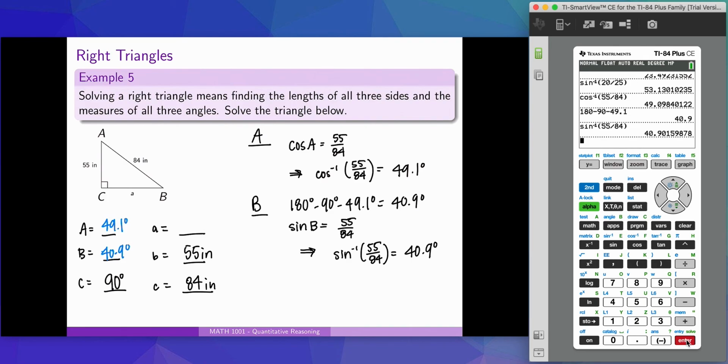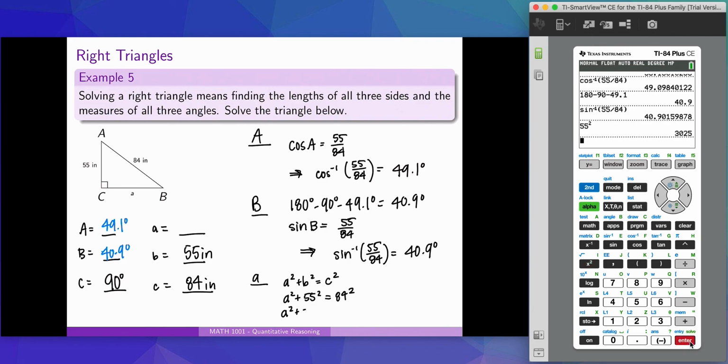The last thing I have to find out is little a. It's a side of a triangle where I have the other two, so I can use the Pythagorean theorem. I know that a squared plus b squared is c squared. So a squared plus b squared, where b is 55, equals c squared, which is 84 squared. What's 55 squared? 55 squared is 3,025, equals 84 squared. Let's figure that out real quick. 7,056.